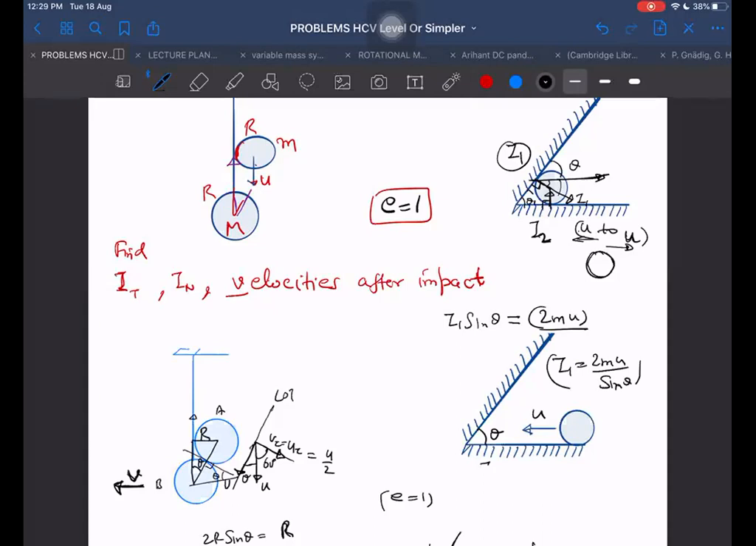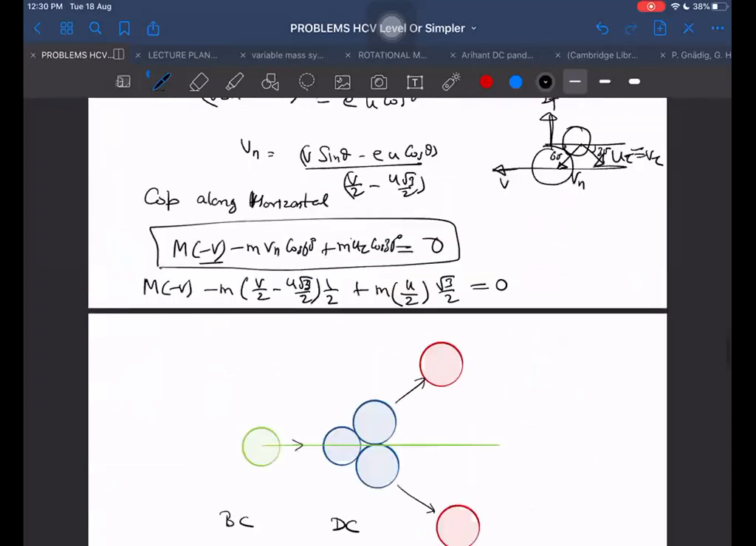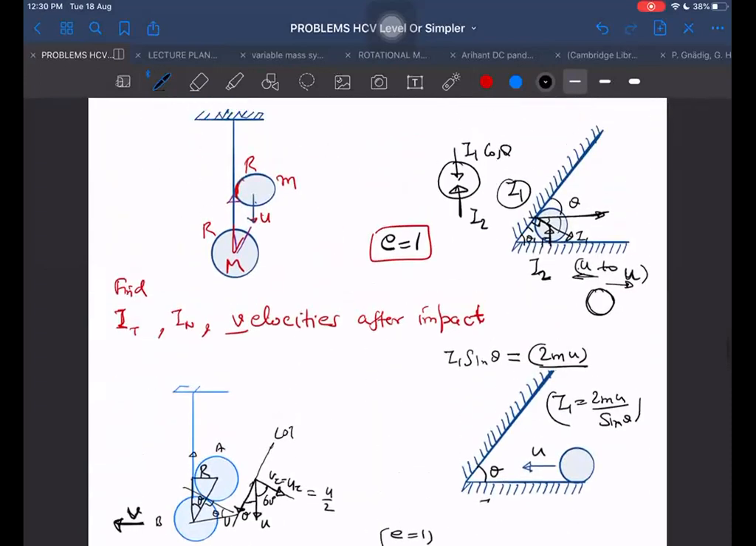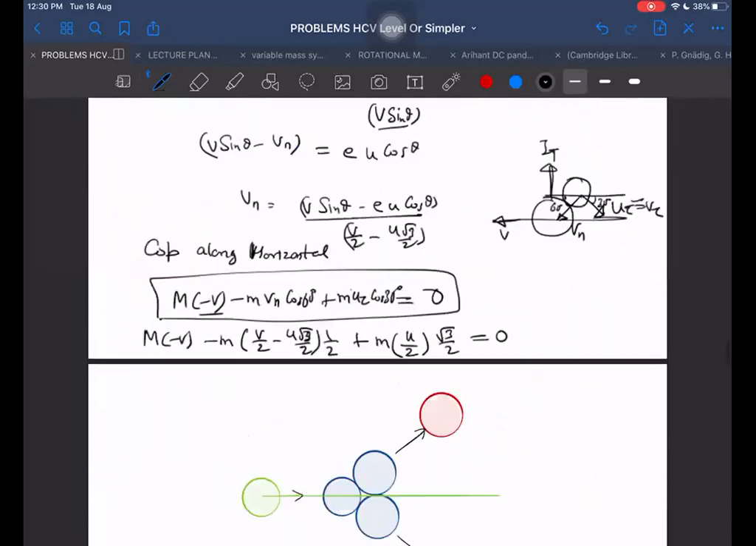How to get I2? I2 I will get by equating vertical impulses. So vertical will be I1 cos theta, equals I2. Can we get I2 or not? Yes, we can get I2. I1 cos theta, so I2 equals 2mu cos theta by sin theta, that is 2mu by tan theta. Yes, 2mu cot theta. Right.